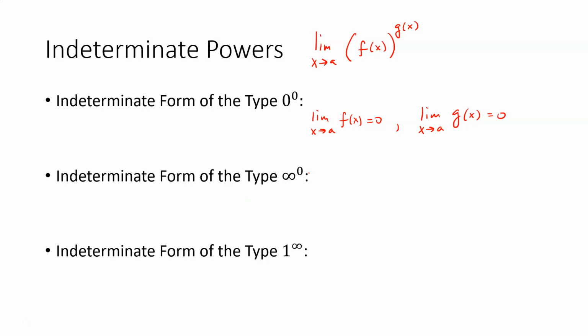The type infinity to the power of 0 is where the base goes to infinity and the power goes to 0. And then the type 1 to the power of infinity is where the base goes to 1 and the power goes to infinity.